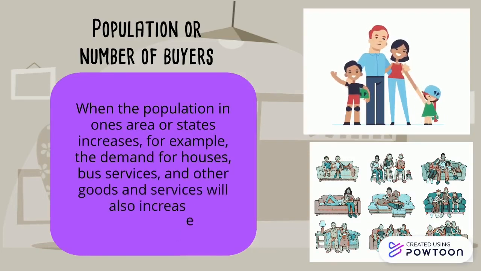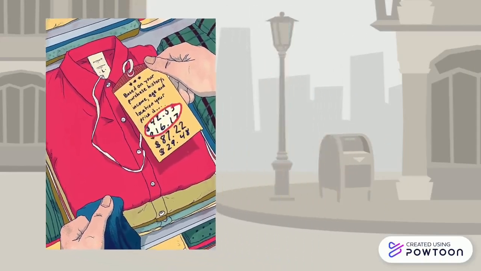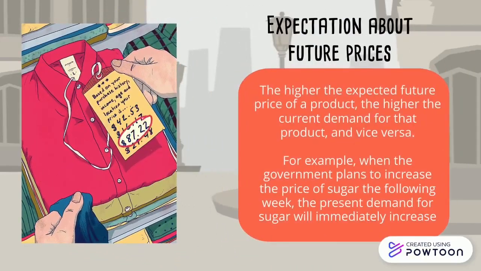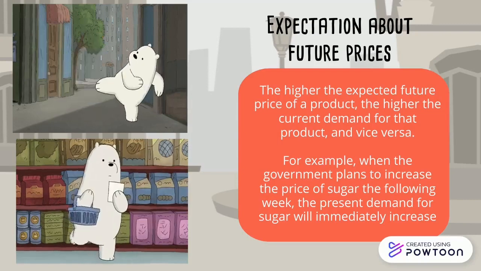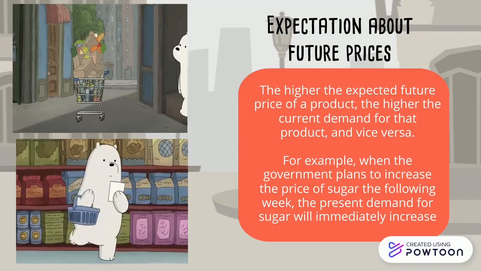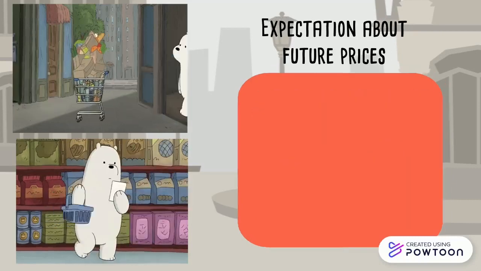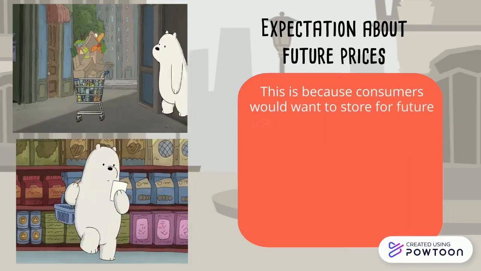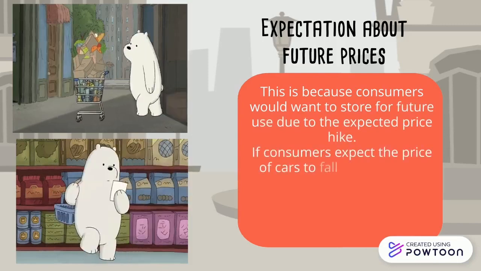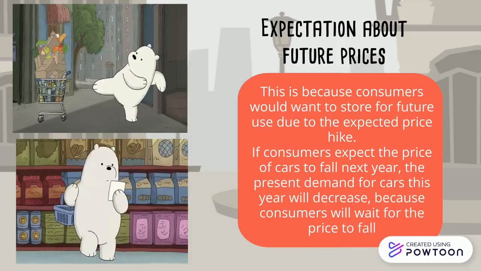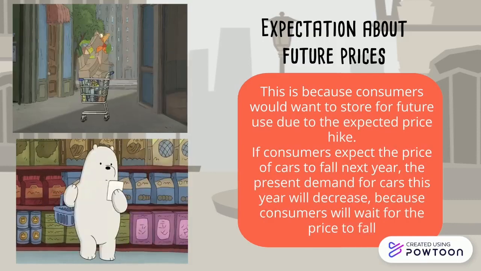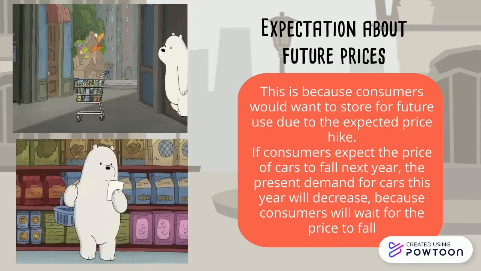And the last one is expectation about future prices. The higher the expected future price of a product, the higher the current demand for that product and vice versa. For example, when the government plans to increase the price of sugar the following week, the present demand for sugar will immediately increase because consumers would want to store for future use due to the expected price hike. If consumers expect the price of cars to fall next year, the present demand for cars this year will decrease because consumers will wait for the price to fall.